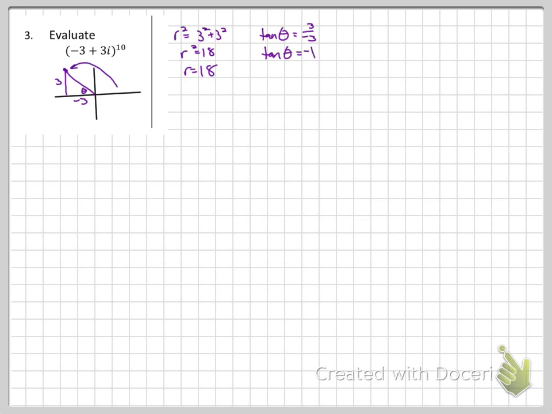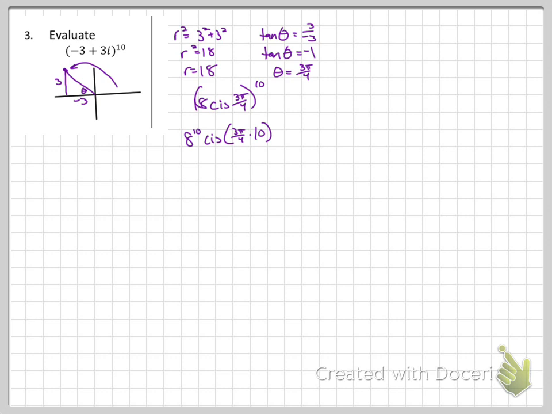Quadrant 2, where tangent is -1, that is 3 pi over 4. So the original problem could be written as 18 CIS 3 pi over 4, but they want to raise that to the 10th power. So 8 to the 10th, CIS 3 pi over 4 times 10.